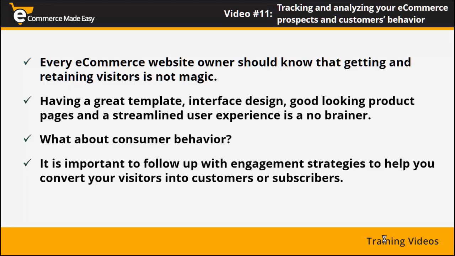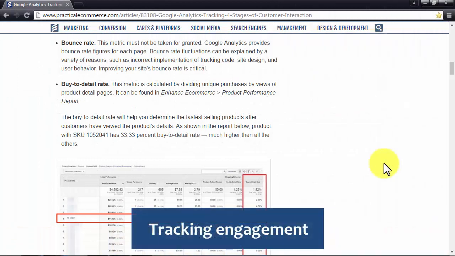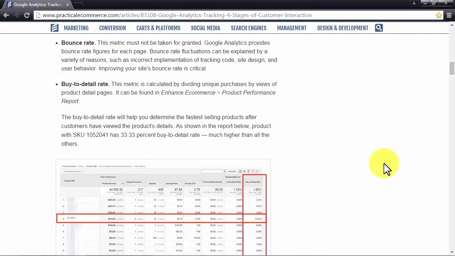In this video, you will learn about the most important metrics you will need to pay attention to in order to implement proper engagement strategies, and the tools that will help you to track and analyze consumer behavior. Tracking engagement. When tracking engagement, you will need to analyze a visitor's behavior inside your site. Tracking engagement will mostly help you to improve your e-commerce website's design and to enhance user experience inside of it.